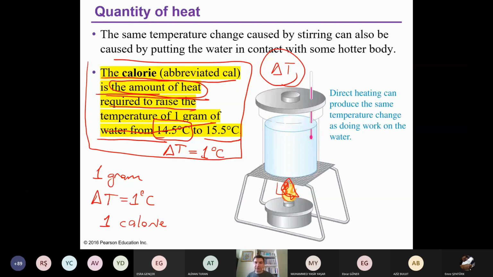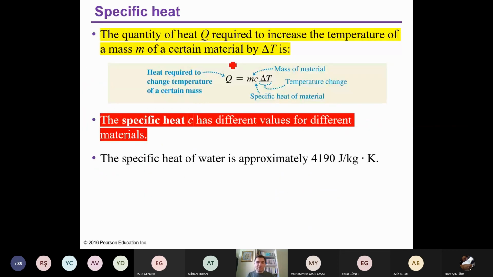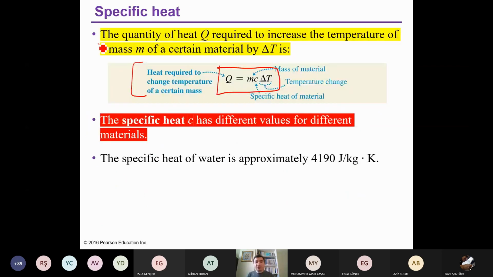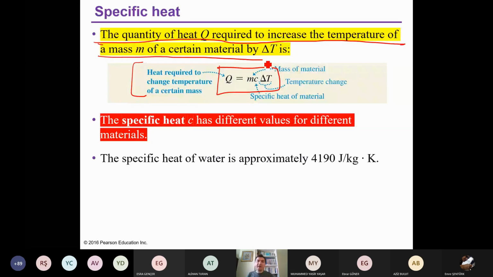to 15.5 degrees Celsius. So now let me continue with the quantity of heat Q. Here we have the heat required to change the temperature of a certain mass. Here we have water, it has a certain mass, and I would like to change its temperature, okay? Then I need heat. So the quantity of heat Q required to increase the temperature of a mass M of a certain material by delta T.